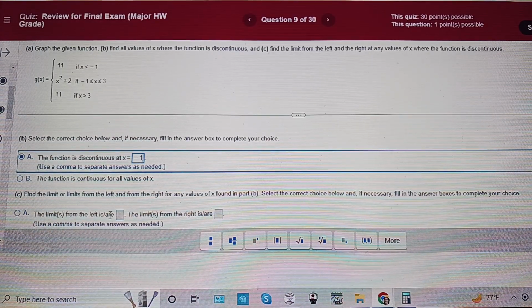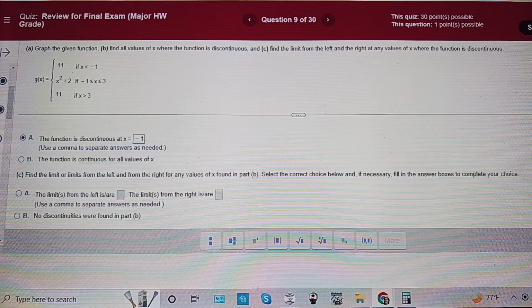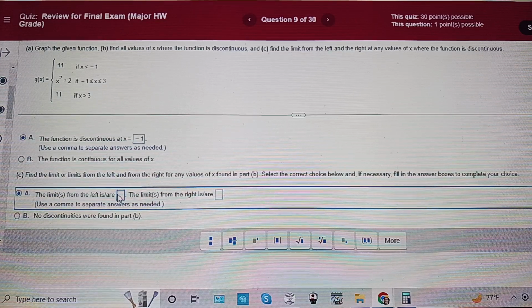And then we want to do the limit at any discontinuous spot. So a little bit to the left of -1, you're up here at 11. A little bit at the right of -1, you're down here at 3. So the left-sided limit is 11. The right-sided limit is 3.